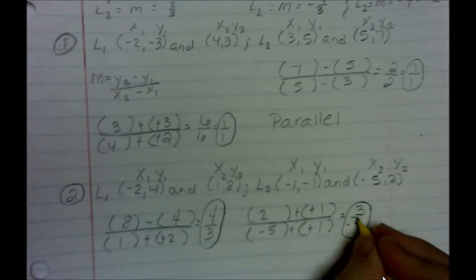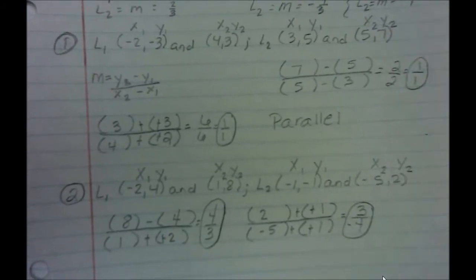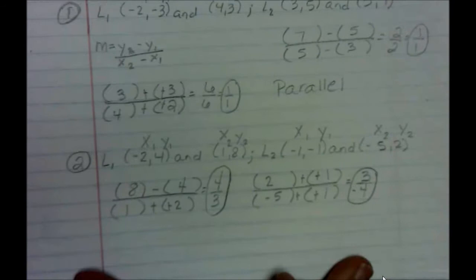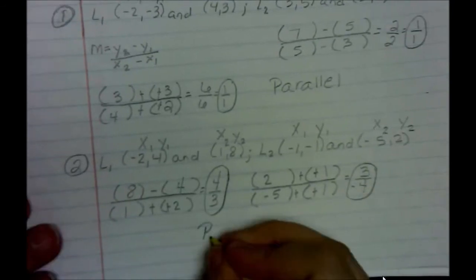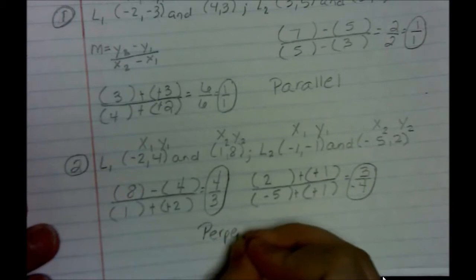So let's look at what we have here. We have a positive slope and a negative slope, and then this one is a 4/3, this one is a 3/4. So since they are opposite reciprocals, we are going to say that these lines are perpendicular.